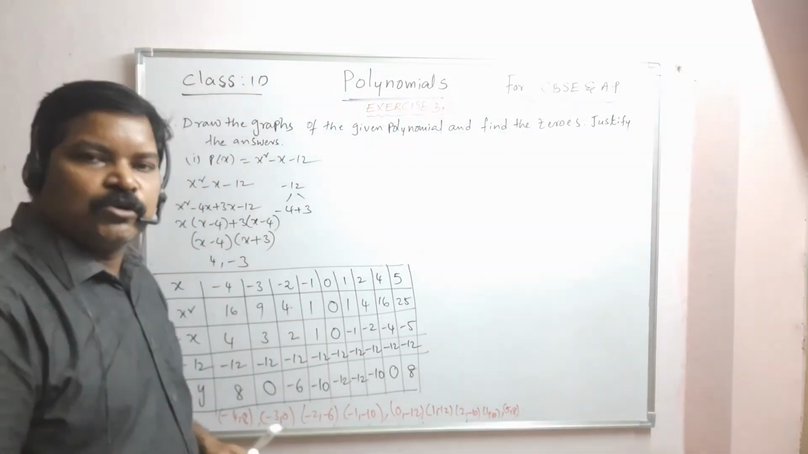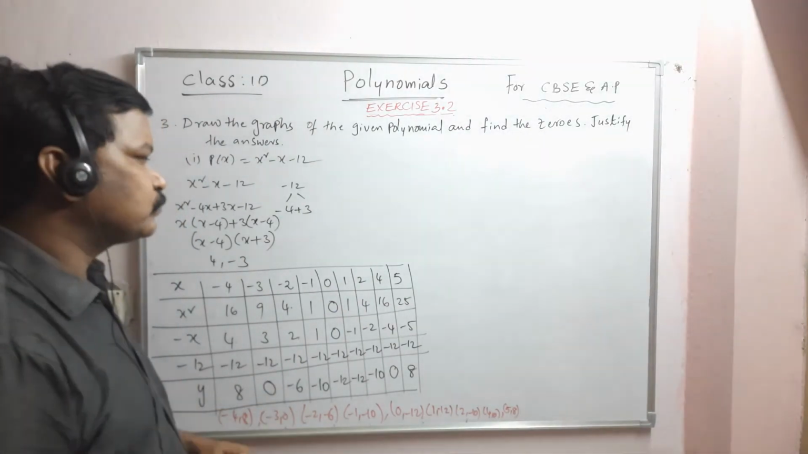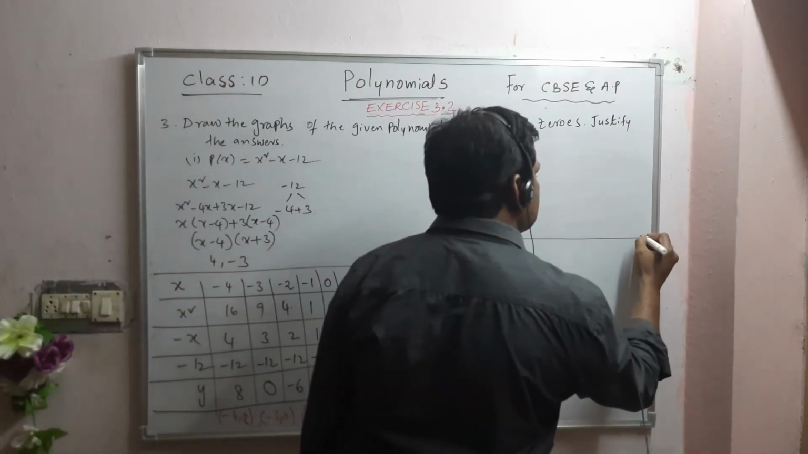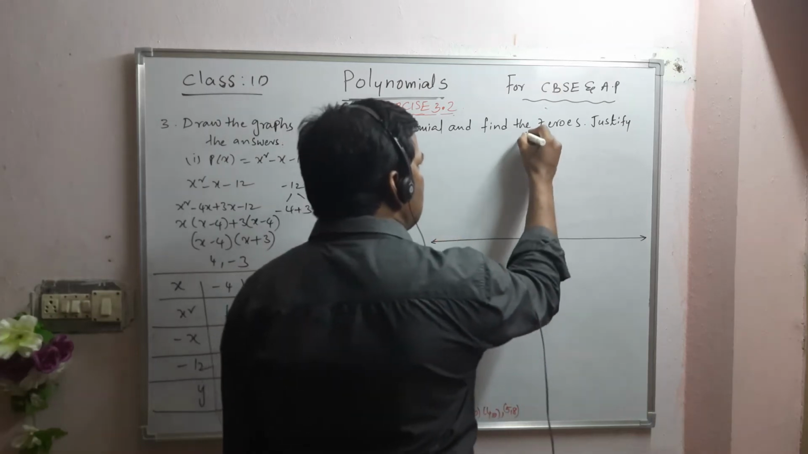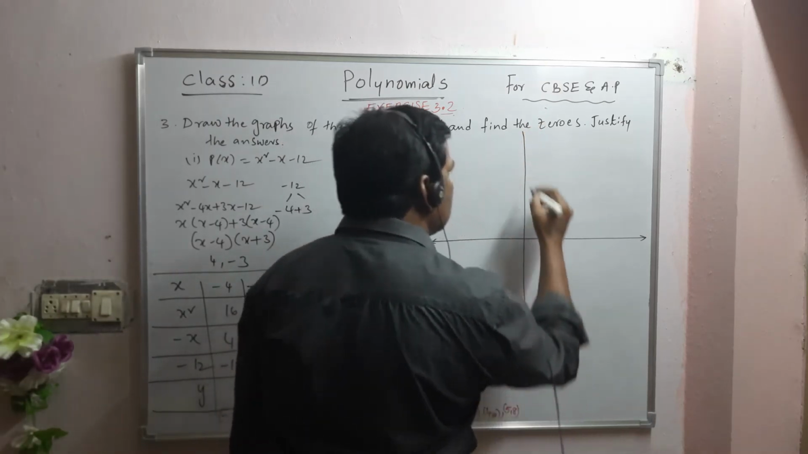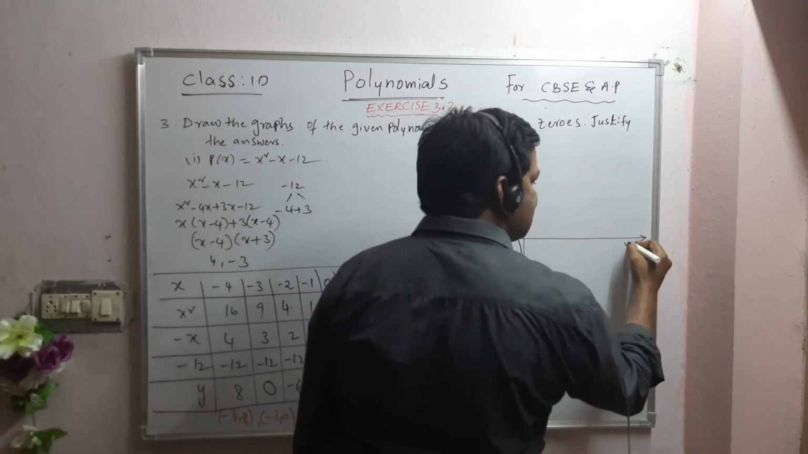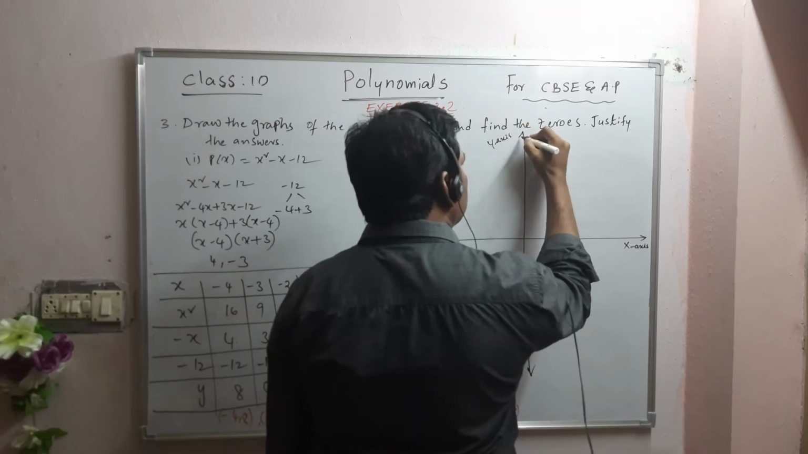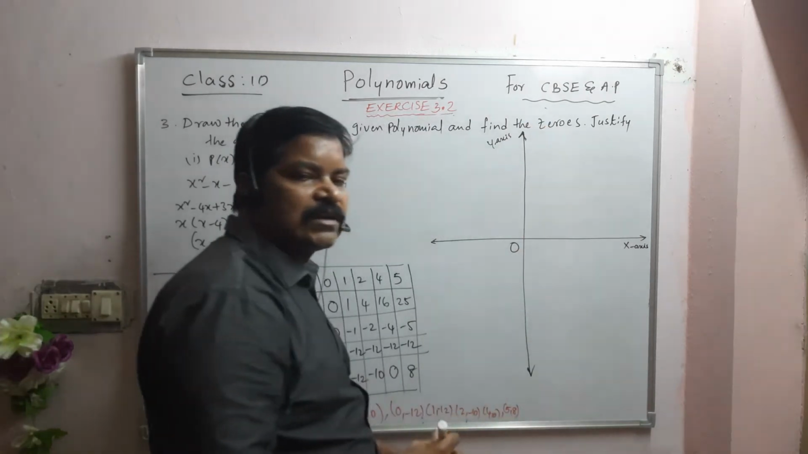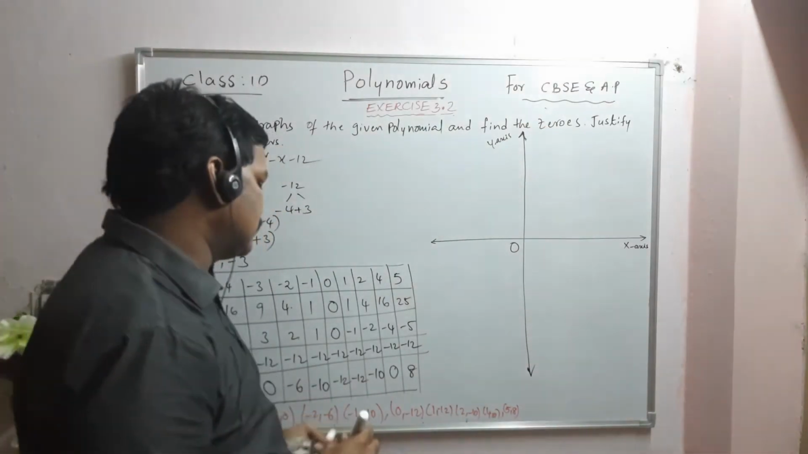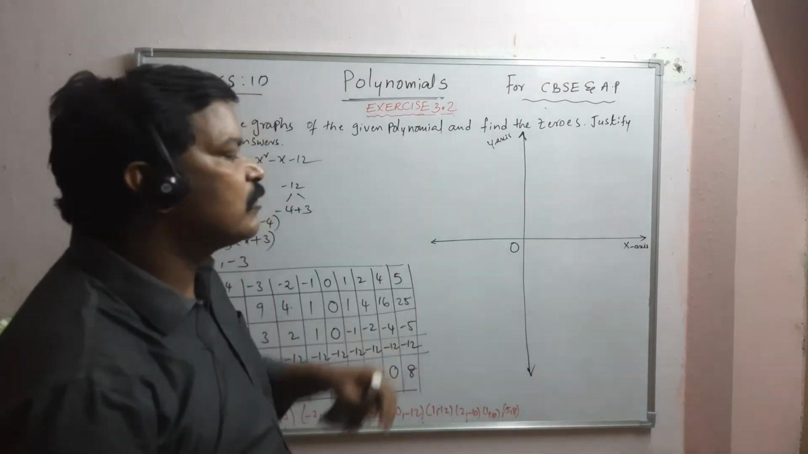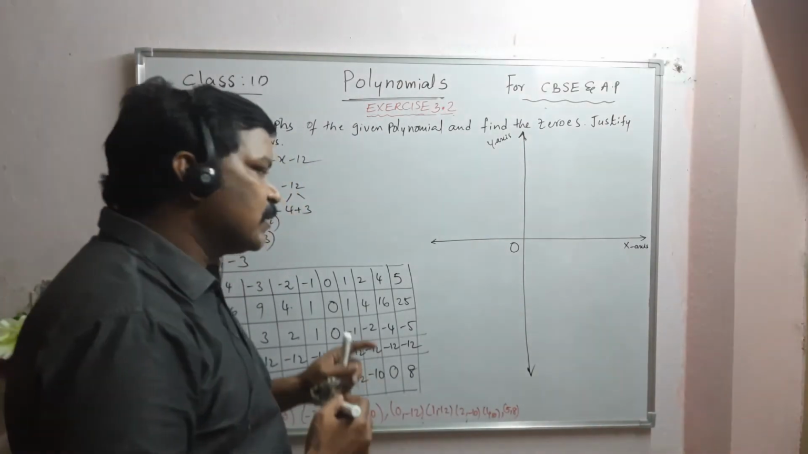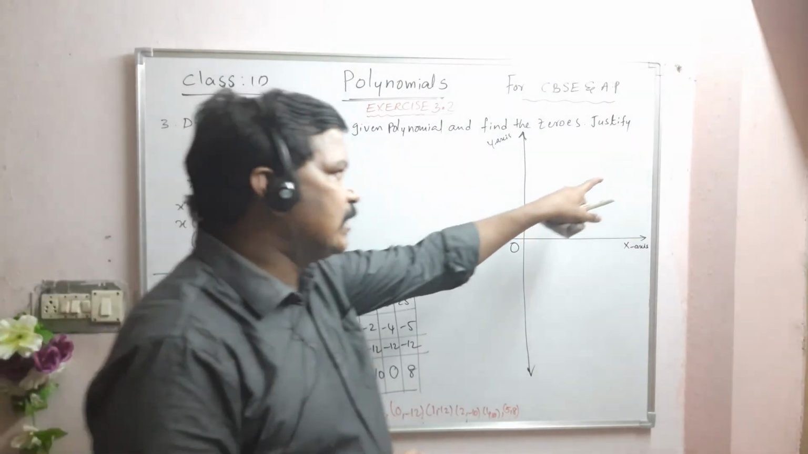Okay, no problem. Right, now let us draw the coordinate axis. This is x-axis and this is y-axis. The horizontal line is x-axis, vertical line is called y-axis. The intersection of x-axis and y-axis is called origin. Right. See, before we plot these points on the coordinate axis, we have to write the scale on right side top.